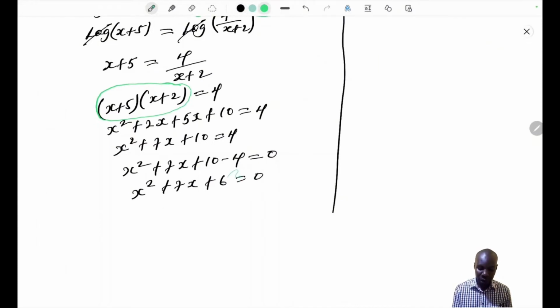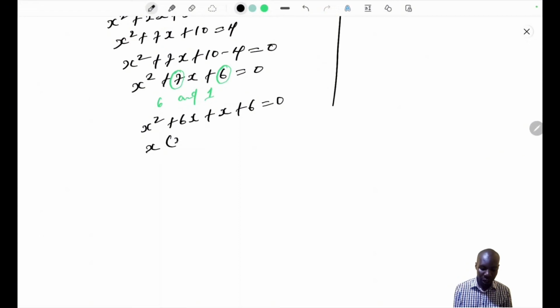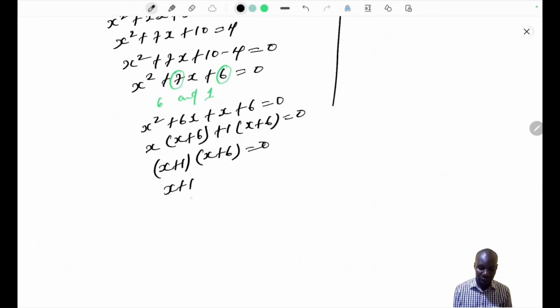So we look for two numbers that if you multiply, you get positive 6, and if you add, you get positive 7, and that is 6 and 1. So we'll have x squared plus 6x plus x plus 6 equal to 0. Common factor, we have x in bracket x plus 6 plus 1 in bracket x plus 6 equal to 0. So that gives us (x plus 1) in bracket (x plus 6) equal to 0. So x plus 1 equals 0, or x plus 6 equals 0. So x equals minus 1, or x equals minus 6. That is the answer for that.